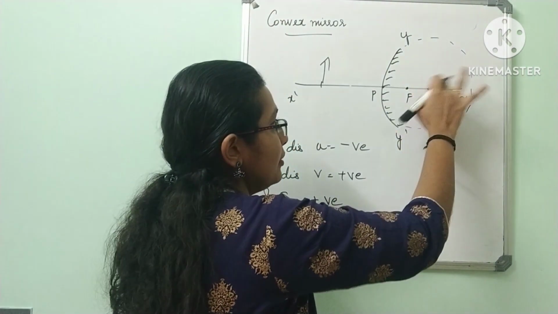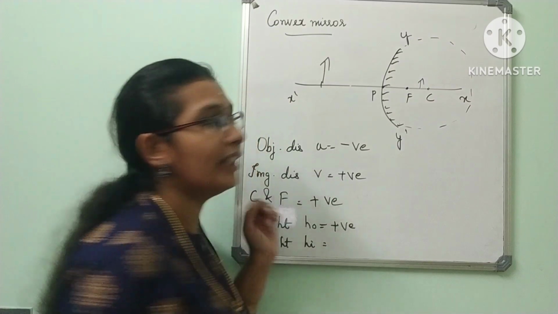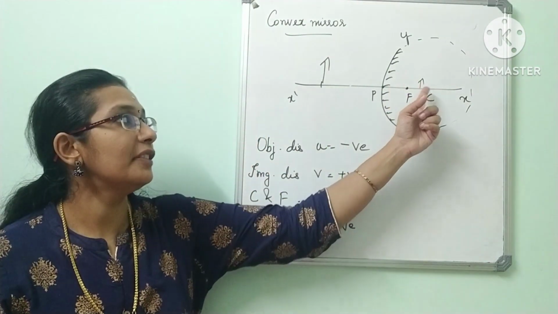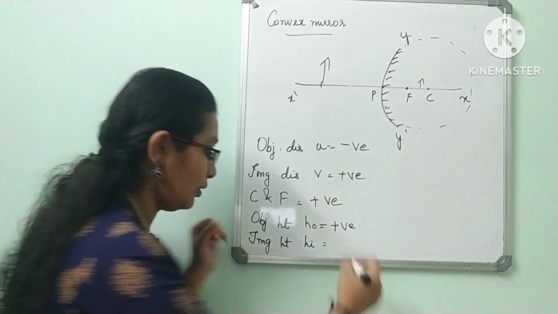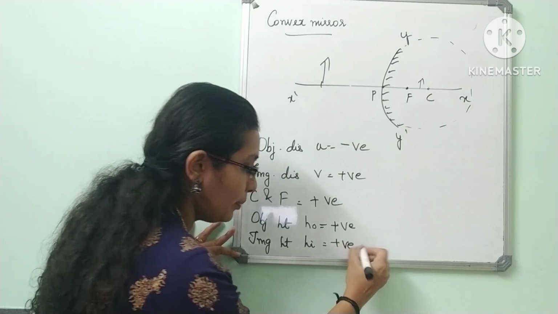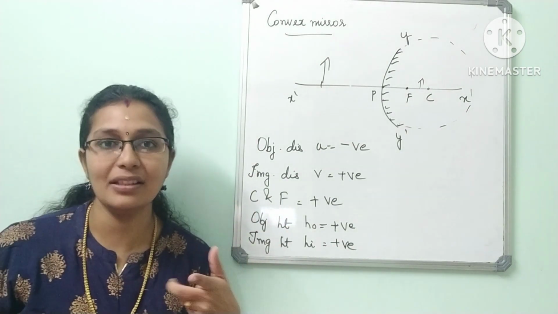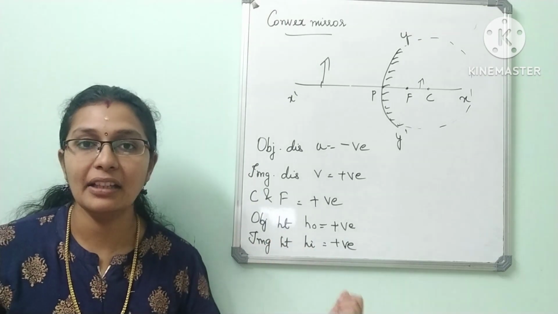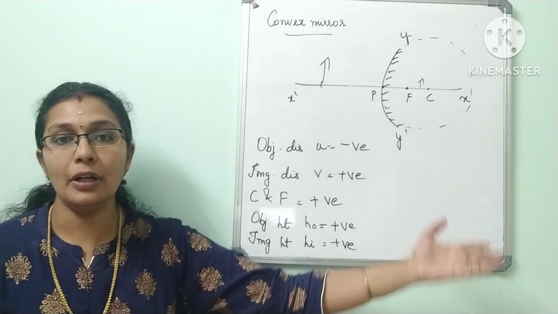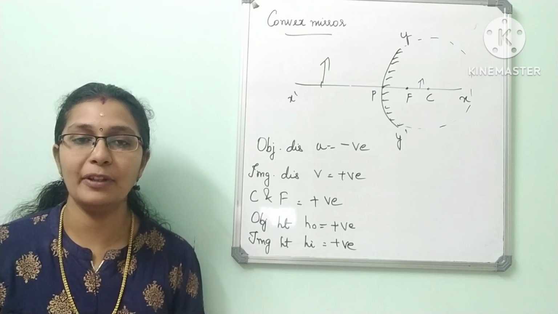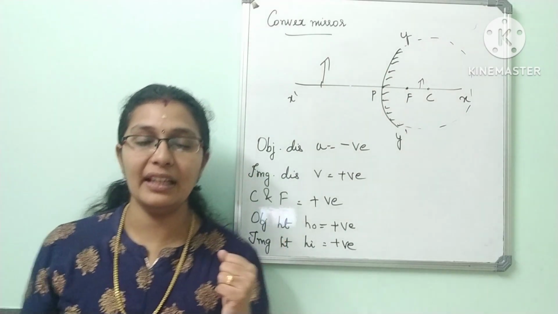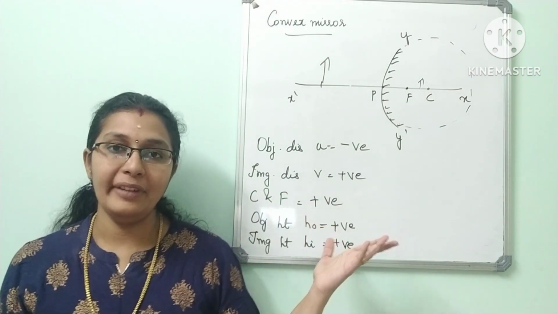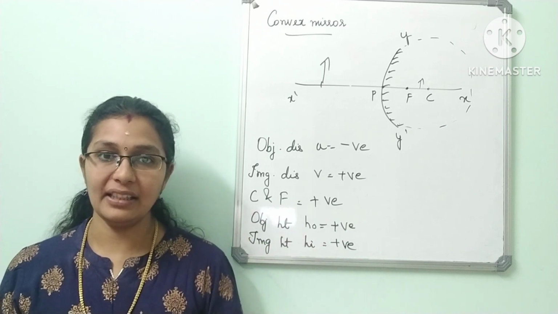Don't consider this point, I am just drawing. Erect means straight, so it will always be on the positive side. Your image height will always be positive, because in both cases we get virtual and erect images only. So image height will always be positive for convex mirror. Clear for sign? I hope you are now clear with both convex mirror and concave mirror sign convention.